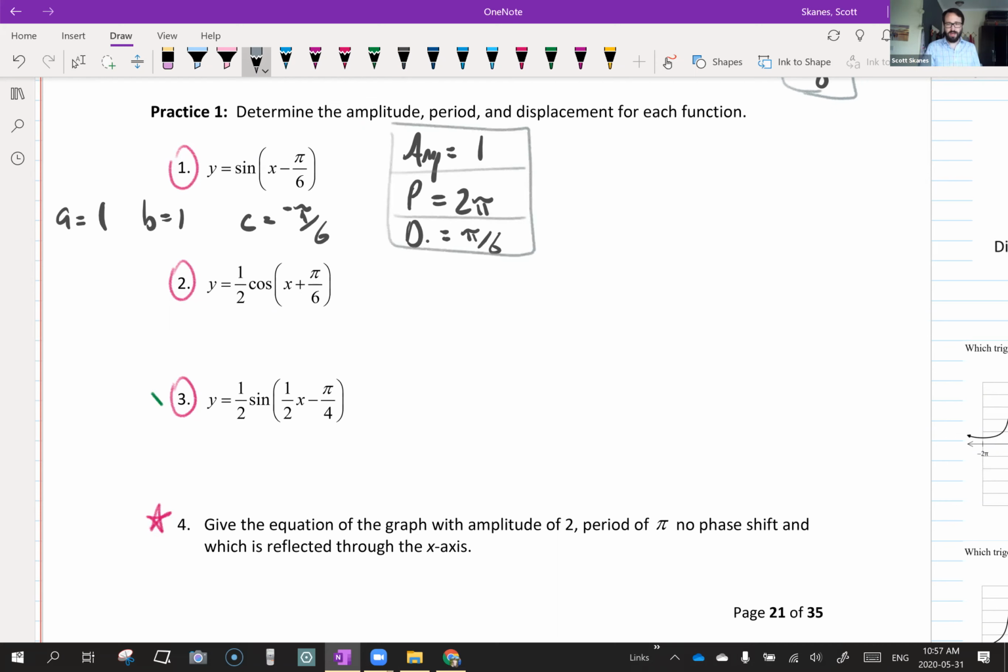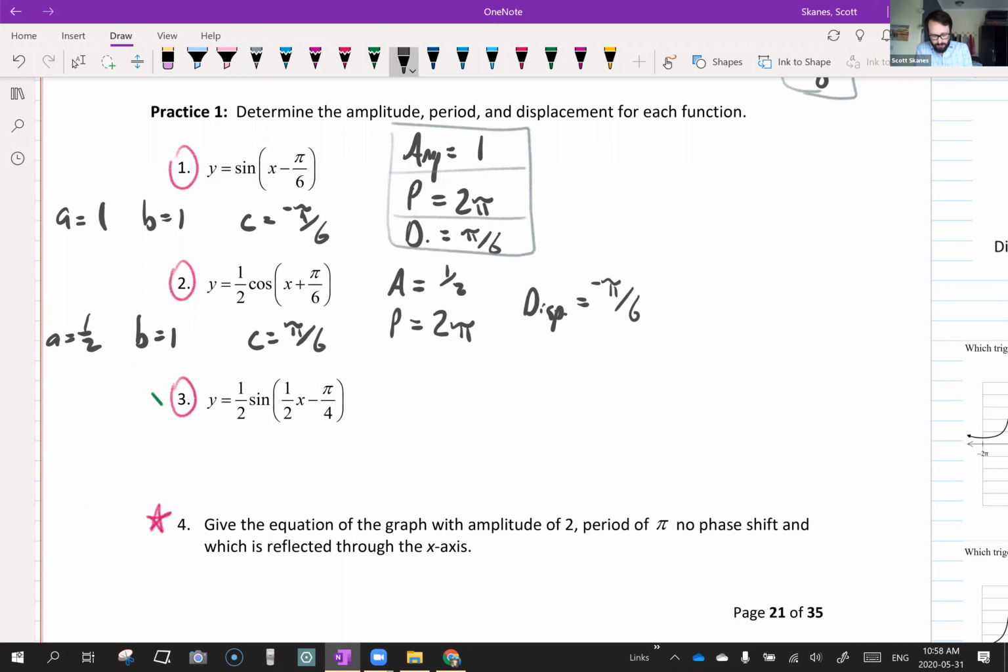I'll sketch them out just so you can have them. For the second one, we have A is a half, B is 1 again, C is pi over 6. And then if you go through your same formulas, we have A is just A copied, period is related to B, but it's 1, so it's just the same as it is originally. Displacement is going to be negative pi over 6. And that doesn't change much because it's negative C over B. So you got these guys and this guy. Just our regular three pieces.